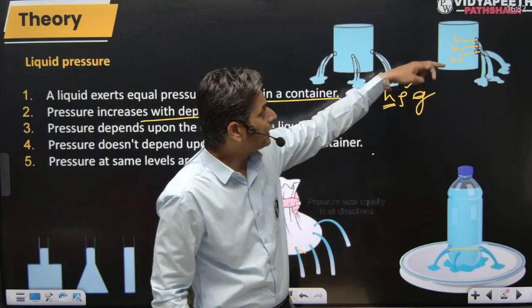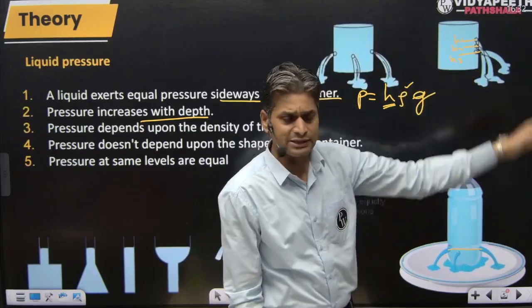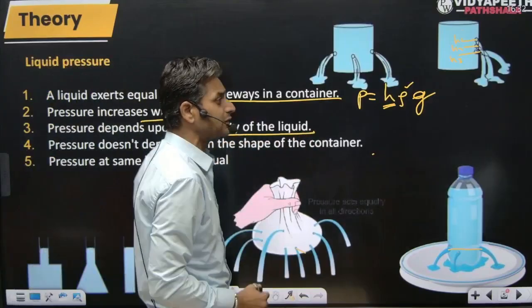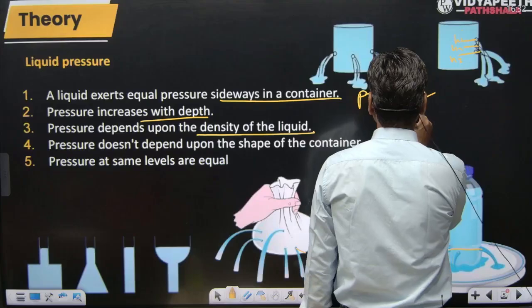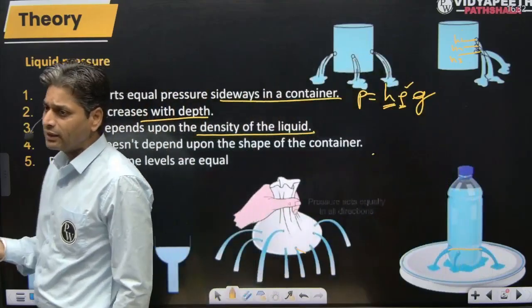How are we measuring the height? Height we are measuring from the upper meniscus. Depth we are measuring from the lower meniscus, meaning is the same. Pressure depends upon the density of the liquid, that is, which liquid we are using. That is density, rho.